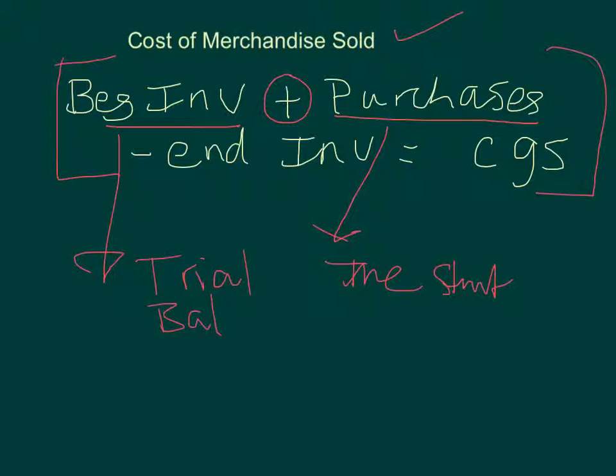So beginning inventory plus purchases, and this is going to be net purchases because you may have purchases returns or purchases discount, which are contra accounts to purchases, but overall you calculate out your net purchases. This beginning inventory plus purchases is merchandise available for sale.